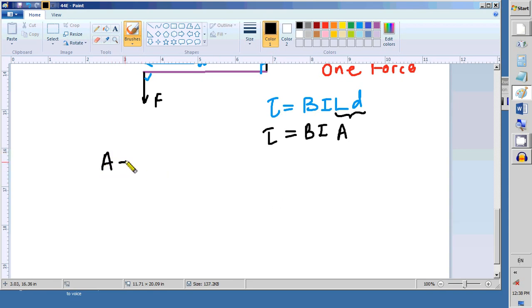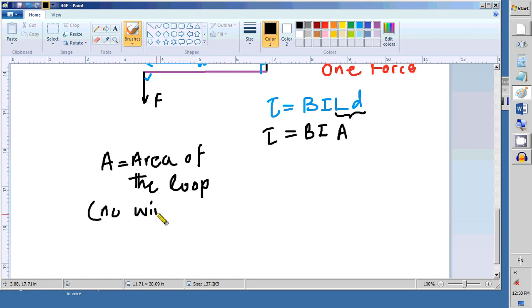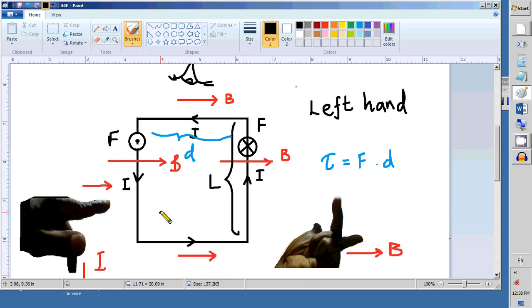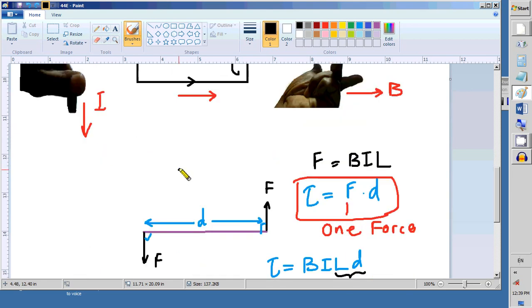A is the area of the loop, remember, of the loop, not the wire. The area of the wire is the cross-sectional area. When you cut the wire like this, the area of the wire is this one. So there is a very small, tiny one. That is not in this equation.